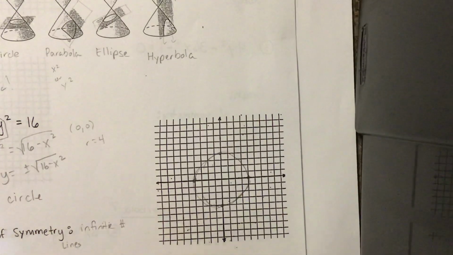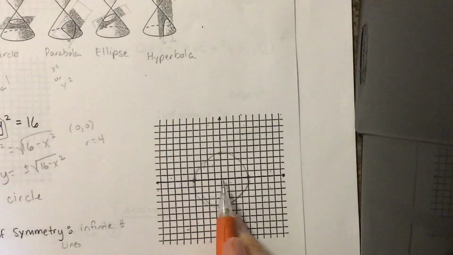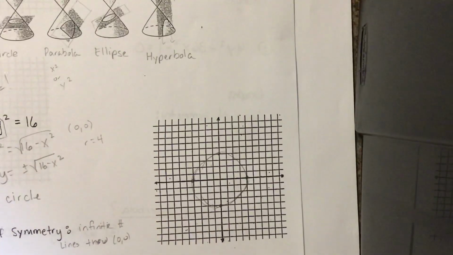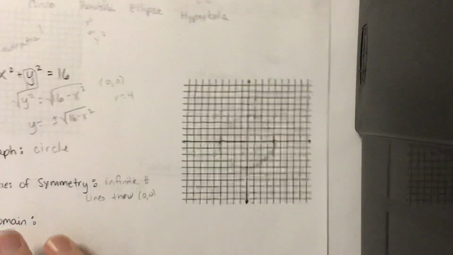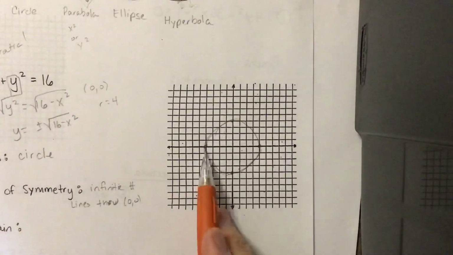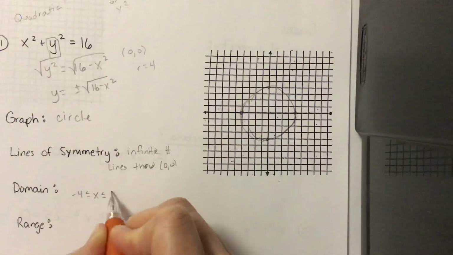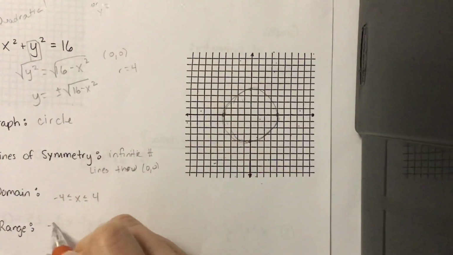But not any old line, like that line is not a line of symmetry. They have to go through the center, right? Through, in this case, 0, 0. Infinite number of lines of symmetry. The domain, x goes from negative 4 up to 4. Range, same thing, negative 4 up to 4.